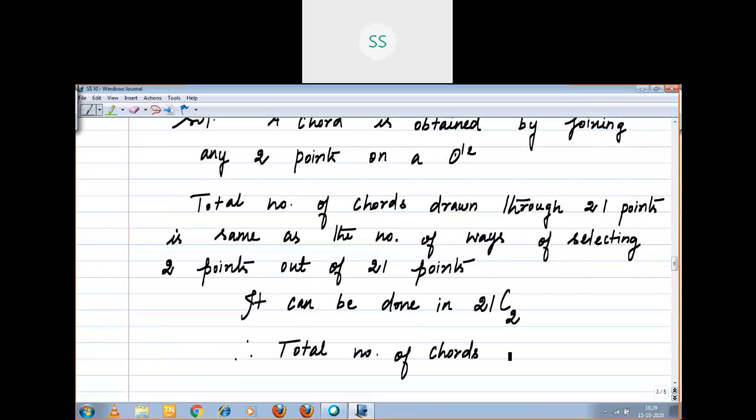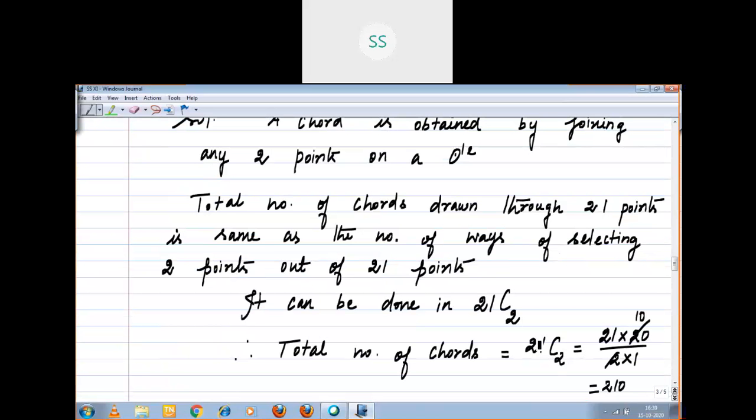chords, right? Equal to 21C2. I told you, based on this r, you are going to expand the terms in the numerator, right? Here 2 is there, so 21 you should write in reverse order. That means, how will you write? 21 into 20 divided by 2 into 1. Then it becomes 210. If you want to apply the formula, you can apply. You will get the same result. This is the shortest way to find the answer, right?